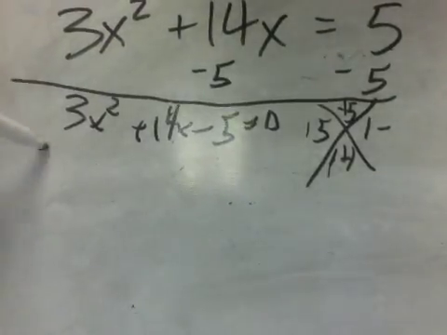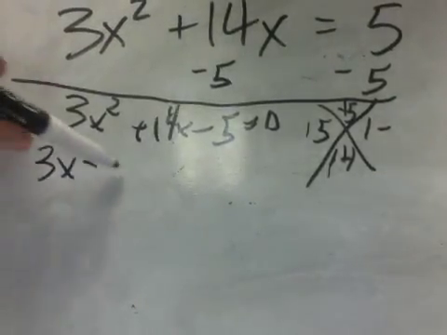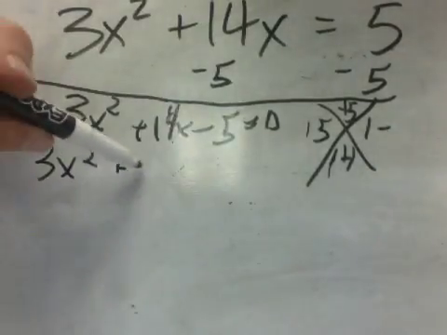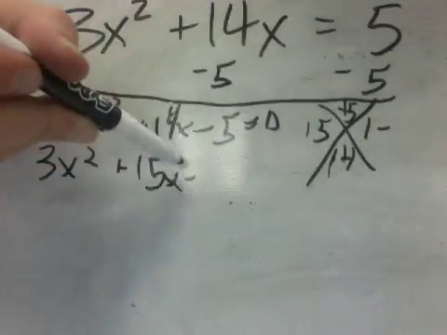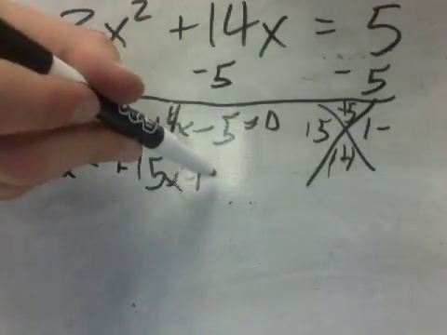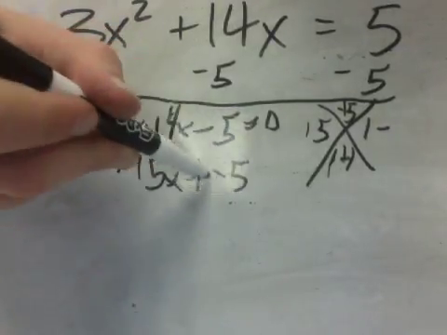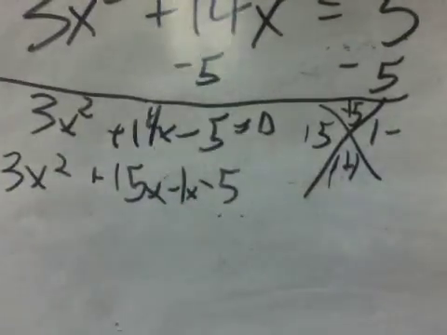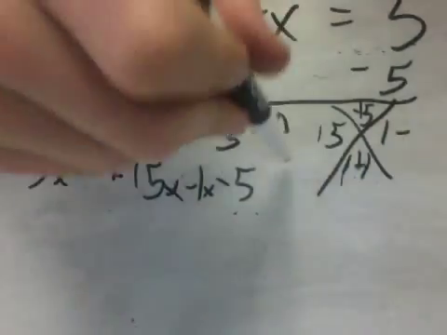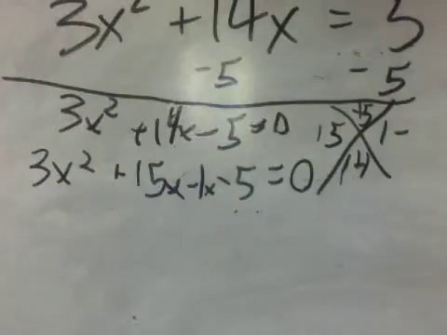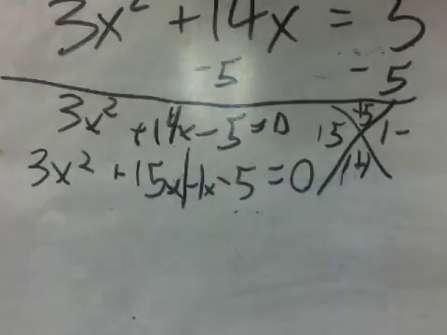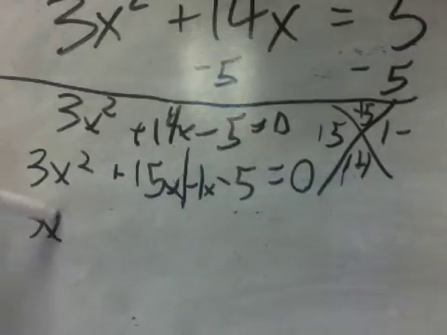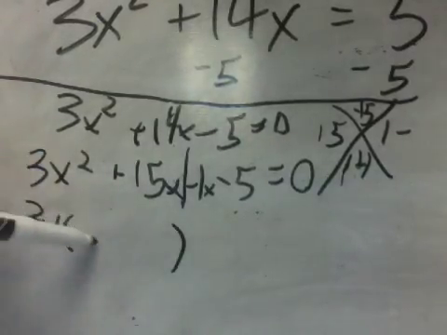So I rewrite 3x squared, and now I use my new numbers, plus 15x, minus 1x, sorry, minus 5, equals 0. You try writing upside down. You split it down the middle with a curtain, factor out greatest common factor, 3x times x plus 5.